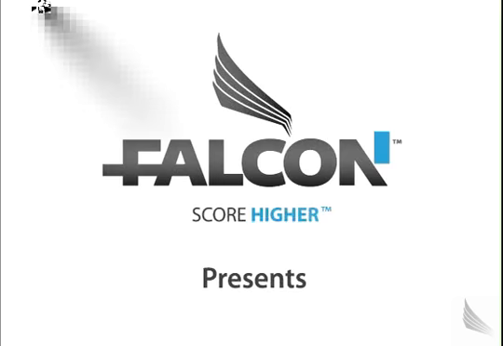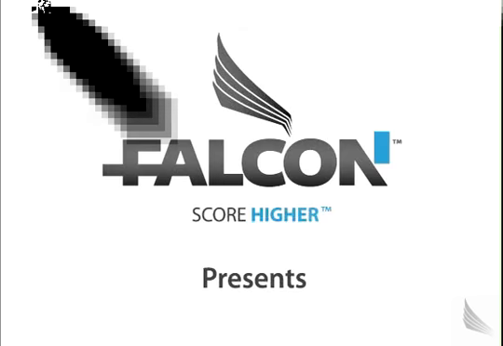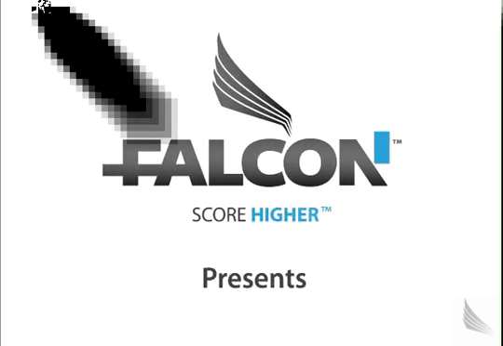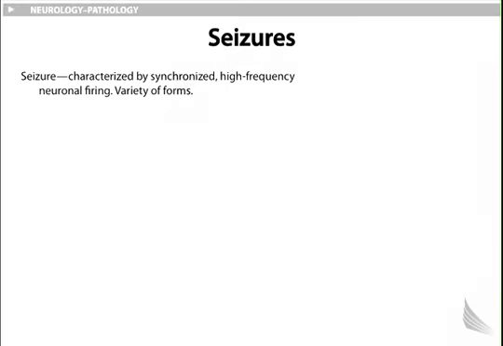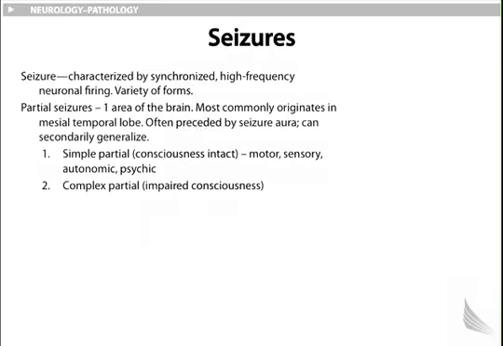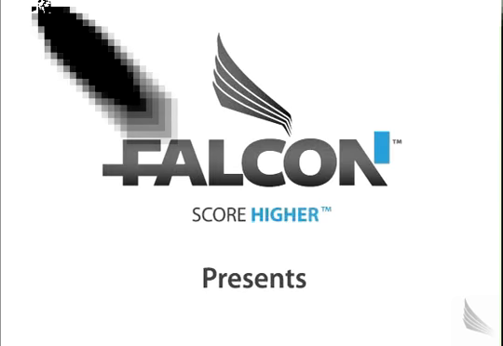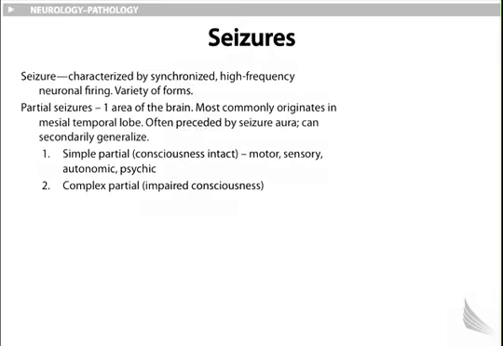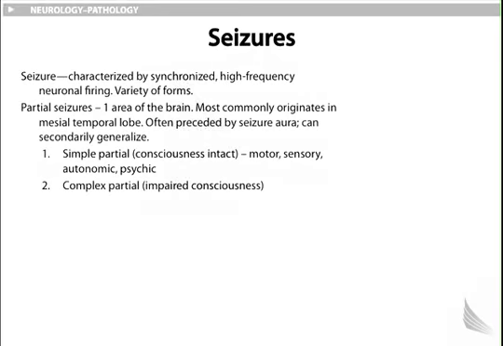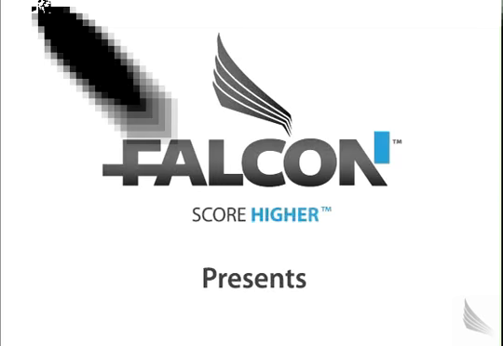Seizures. Seizures are characterized by synchronized, pathologic, high-frequency neuronal action potential firing, and there are a variety of forms. Broadly speaking, there are two classes, partial and generalized. They differ based on how much of the brain is involved. In partial seizures, only a single area of the brain is involved, and most commonly, this is in the mesial temporal lobe. Often, patients with a partial seizure will have an aura that precedes the seizure. An aura is an abnormal sensory sensation.